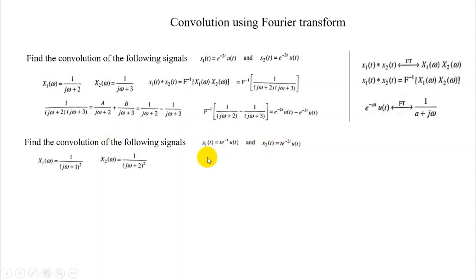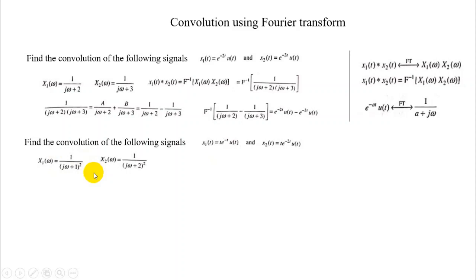We need to determine the Fourier transform of both signals respectively, X1(omega) for x1(t) and X2(omega) for x2(t). So t to the power minus u(t). We actually know the Fourier transform of that particular signal. We have discussed it several times in this lecture series.